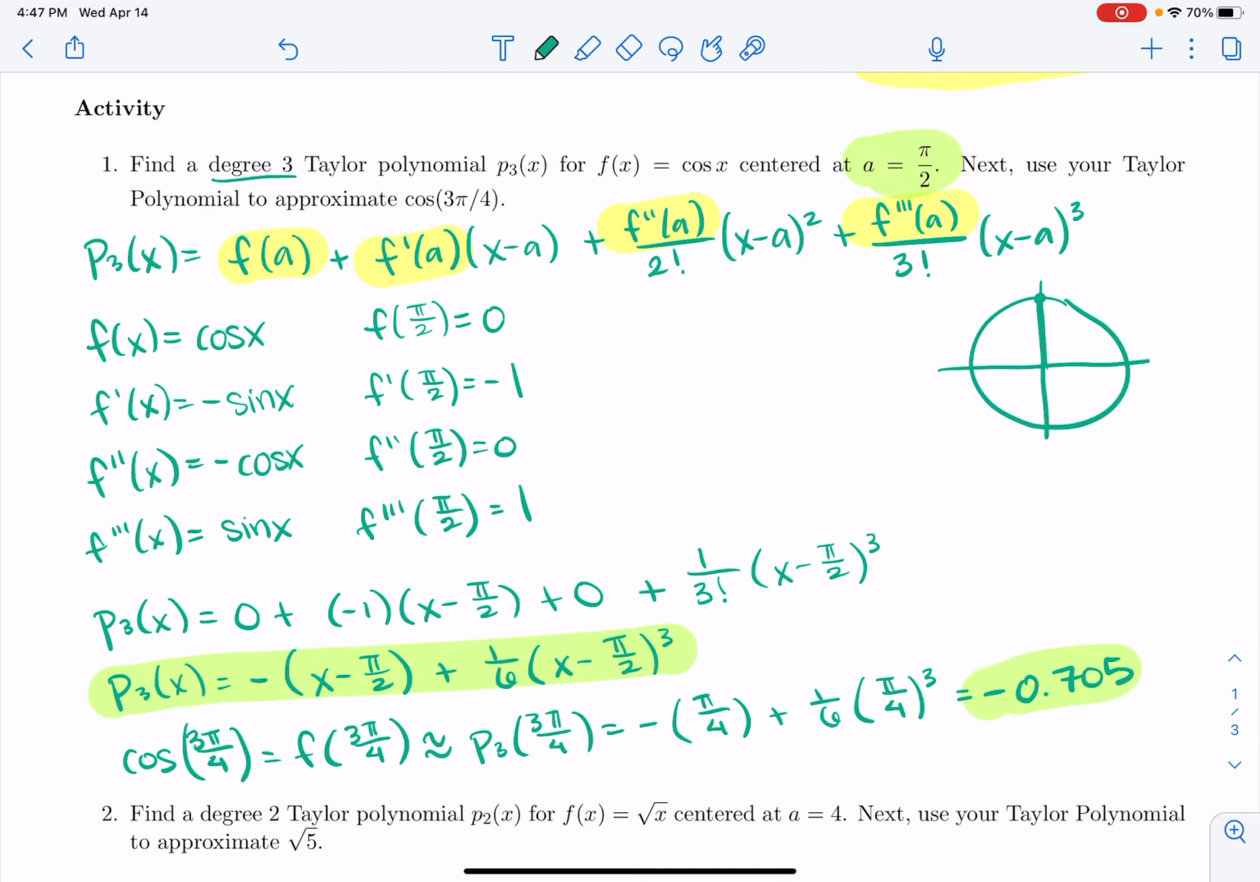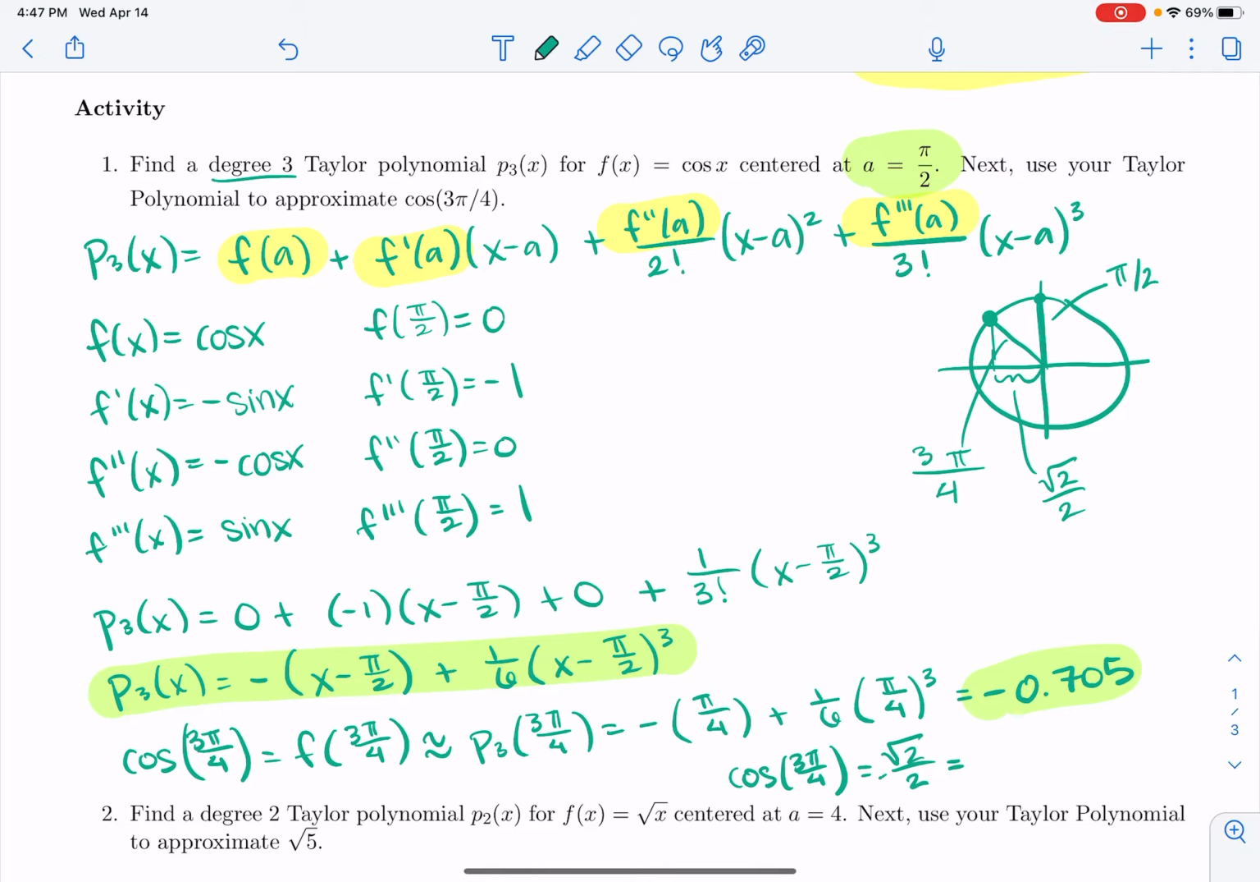What's the actual value? Cosine of 3 pi over 4, if we go back up to our unit circle, we're looking up here, right? So the one that we did first was pi over 2. This one now is 3 pi over 4. So you can see this quantity here should be root 2 over 2. That's the exact value. Let me plug that into my calculator. Root 2 divided by 2.